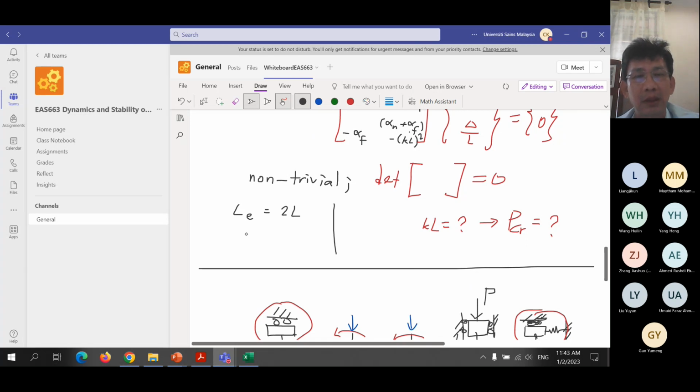So that means the P critical for this example is pi squared EI over 2L squared. Okay. And the value of KL for this effective length and for this P critical actually should be pi over 2. Okay.